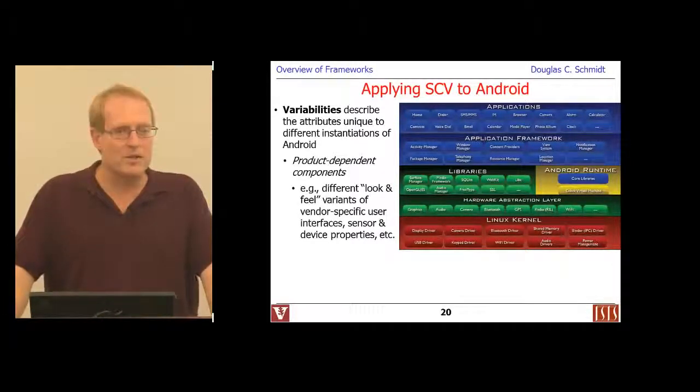So some of the variabilities include things like product-dependent components. If you buy certain versions of Android smartphones, like the one from HTC or the ones from Samsung, they will have their own proprietary look and feel. They'll have their own proprietary implementations of various things. They might have their own proprietary hardware drivers for their particular way of doing touchscreen interactions or physical keyboard interactions. There may be other kinds of sensors that are built in.